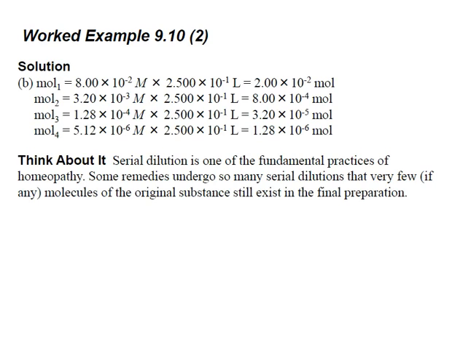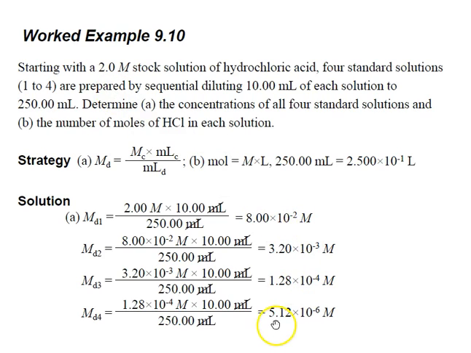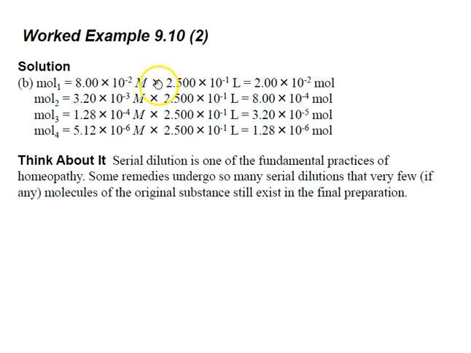Part B, we want to figure out how many moles we have. So you can take the concentration from each. So here's our 4 concentrations. And then you're going to multiply by 250 milliliters. So that'd be 0.250 liters, or as they wrote it here, and you barely even need scientific notation, but they did it anyway, 2.5 times 10 to the negative 1. The liters cancel, and then it leaves us with moles. So we have 2 times 10 to the negative 2, 8 times 10 to the negative 4, 3.2 times 10 to the negative 5, 1.28 times 10 to the negative 6.